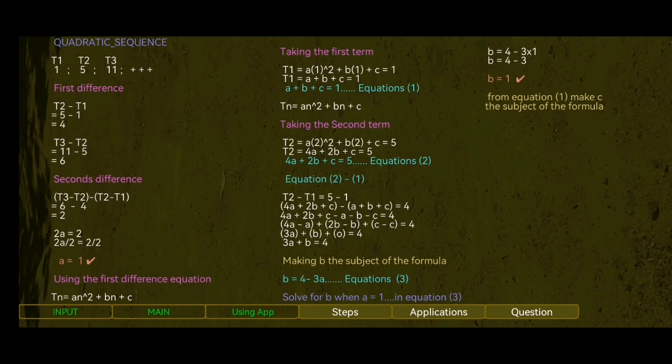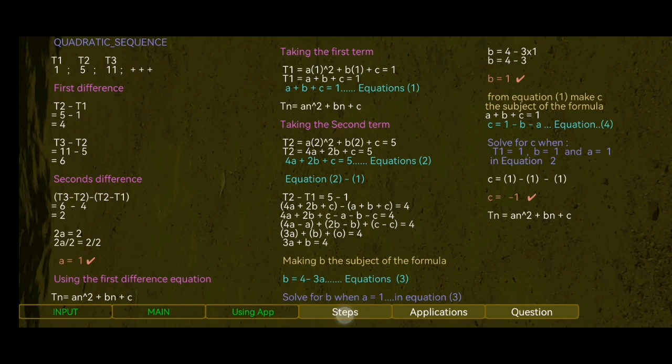Then from the equation, make c the subject of the formula from equation 1. So this is equation 1, as you can see. We make c the subject of the formula, and then you call it equation 4. Then solving for c, we're going to substitute the T1, b, and a, the ones that you have calculated before, into the equation. Then what you get, c is -1.